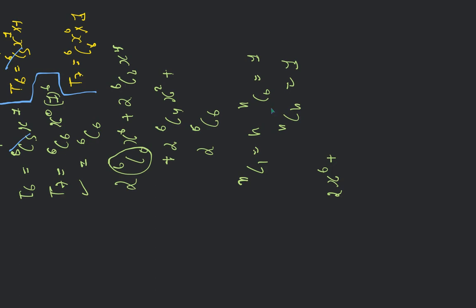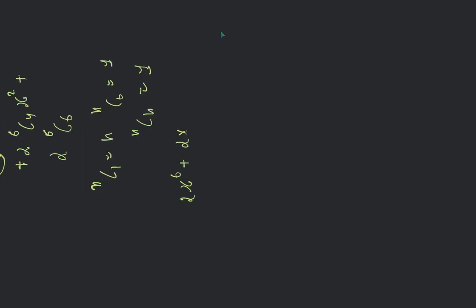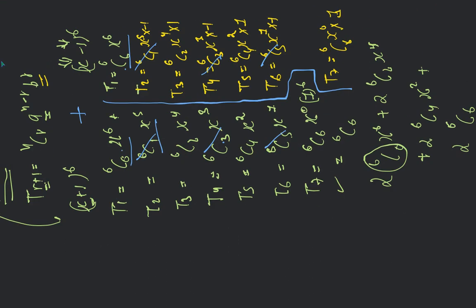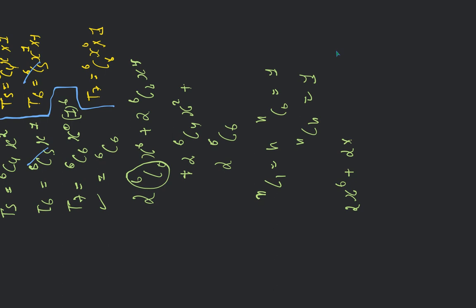Plus, what is the value of 6C2? We can say this is nothing but 2 into, we can use the formula of NCR. Can you tell what is the formula of NCR? Let me write it on the next page. The formula of NCR is nothing but n factorial divided by r factorial into n minus r factorial. Using that formula here, this is nothing but 2 times 6C2, which means 6 factorial divided by 2 factorial into 4 factorial into x to the power 4.